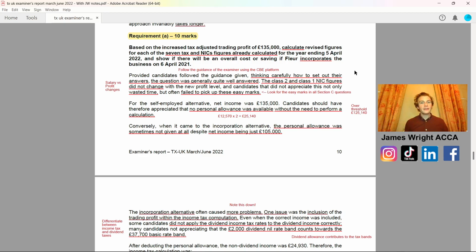Finally on here, fail to pick up on the easy marks in Section C, students wasting time. That is a massive tip for you to get down, that when lots of students see 10 marks, they think, right, it's going to be really complicated.